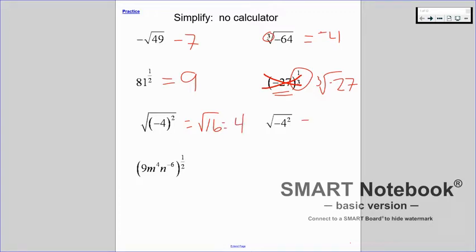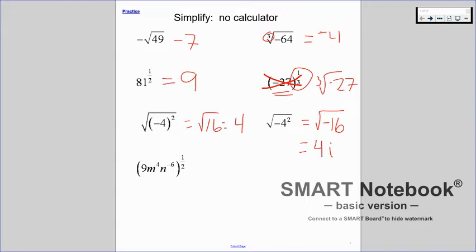A little different here. Obviously, we don't see parentheses. So what we have to be careful with is if we do not see the parentheses, that means we want the opposite of 4 squared. So the opposite of 4 squared is -16. So that answer would be non-real, or we could also say 4i since we've talked about those.